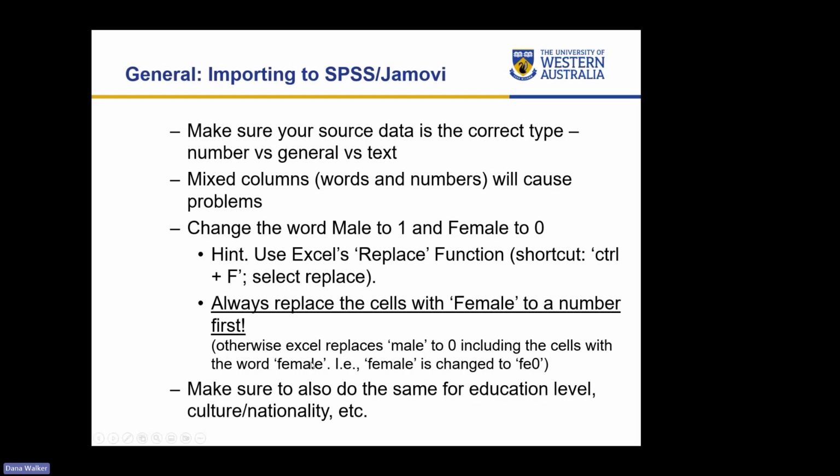Word does the same thing, if you're wondering, sometimes. You can also do this for education level. So if you have words for education like masters, bachelors and all of that, you can dummy code it into 1s and 0s and all of that.